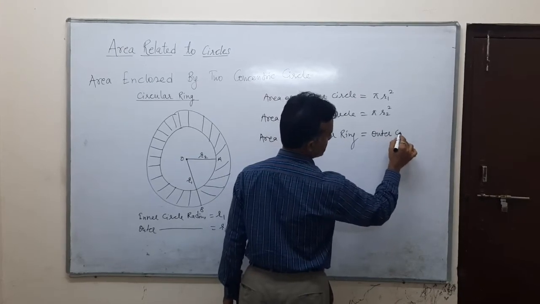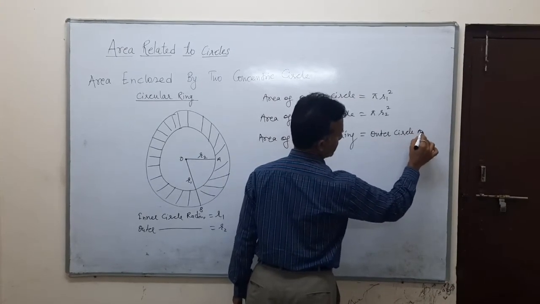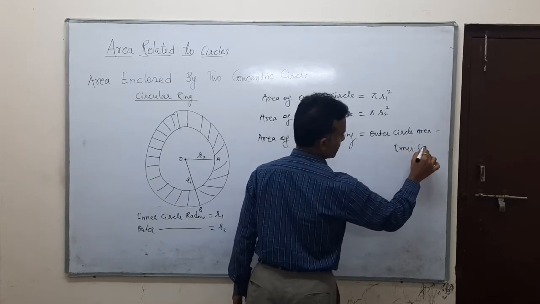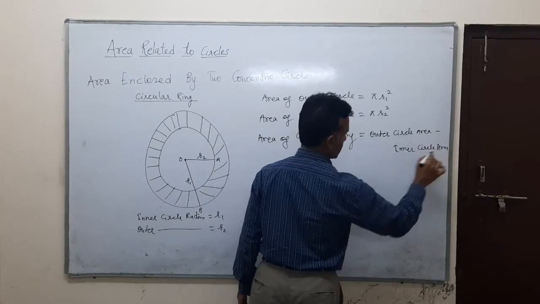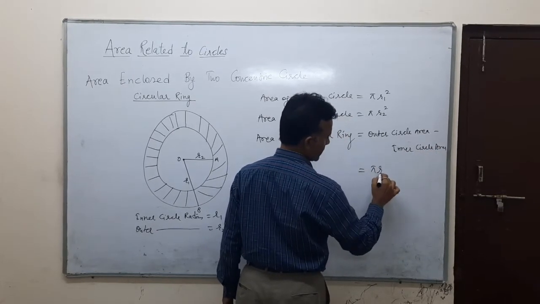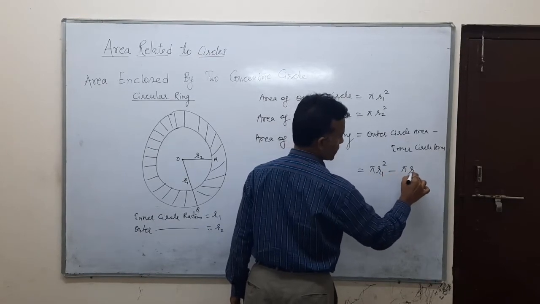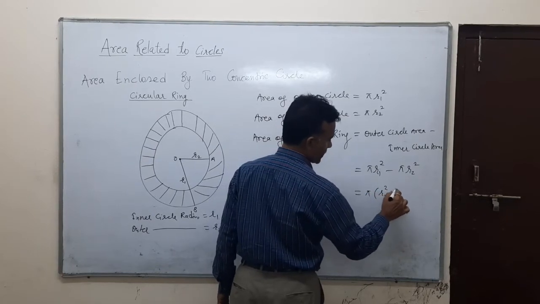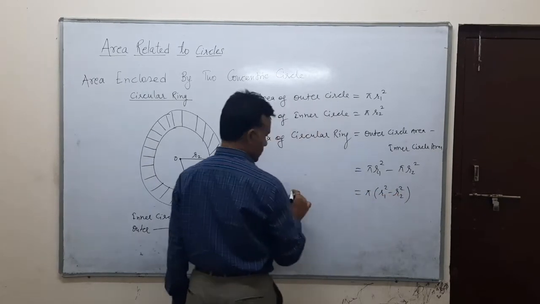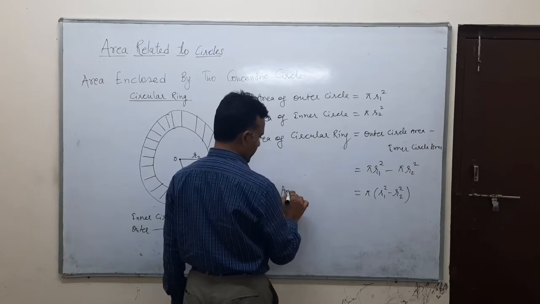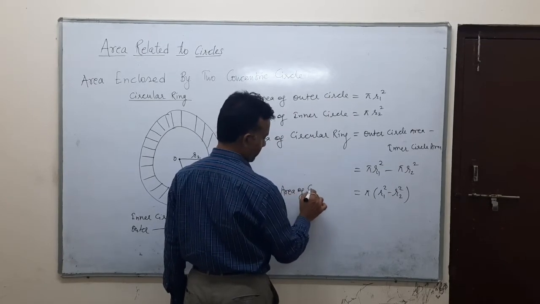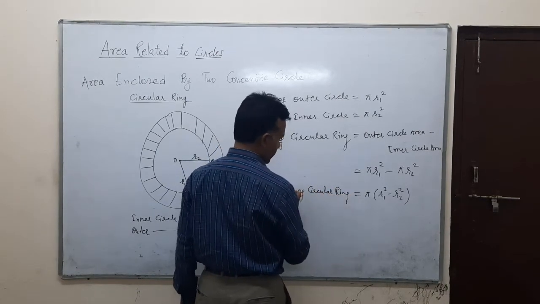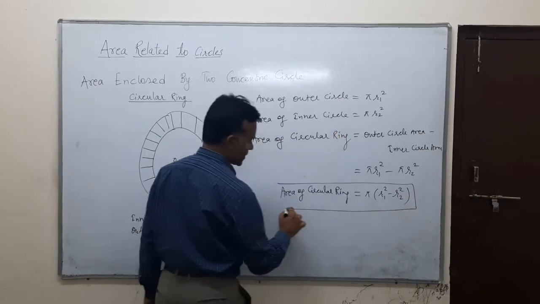outer circle area minus inner circle area. Okay, so now you have pi R1 square minus pi R2 square. Okay, so pi is common, then R1 square minus R2 square. So area of ring, also you call area of circular ring, which is equal to pi times R1 square minus R2 square.